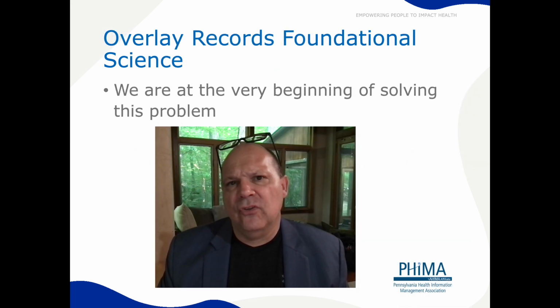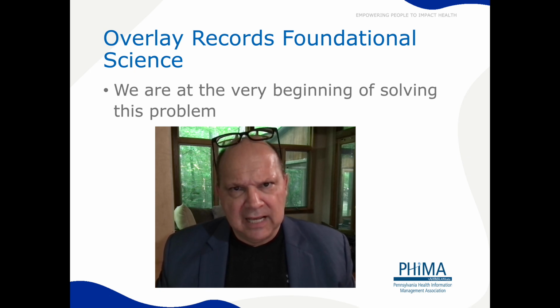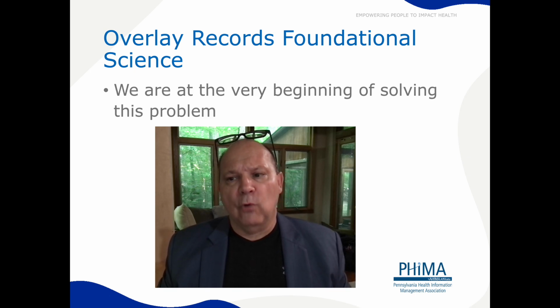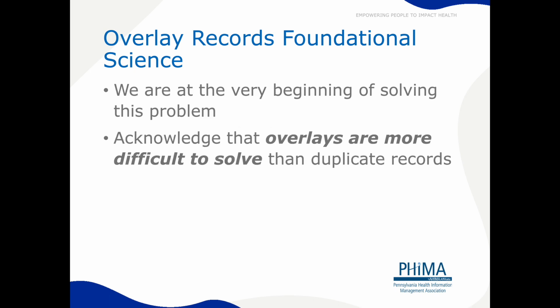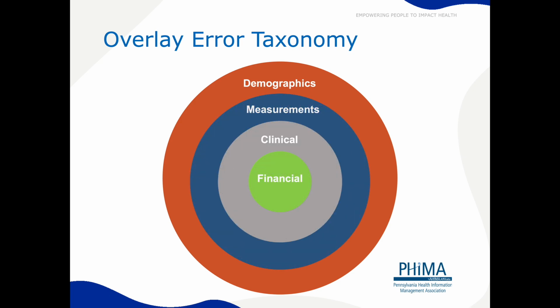It's important to notice, though, that we're at the very beginning of solving this problem. But we need to lay down this foundational science for wrong patient errors. And in order to do that, we have to truly recognize that this is a harder problem to solve than duplicate detection and remediation. That's why no one has solved it yet. Looking at the big picture, the data is kind of like an onion, with many layers to it. And each data type requires different techniques. Demographic data, vitals, clinicals, and financials all have different dimensionality that we have to study and then solve.